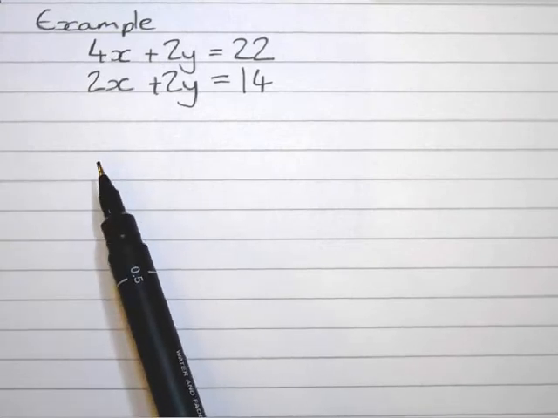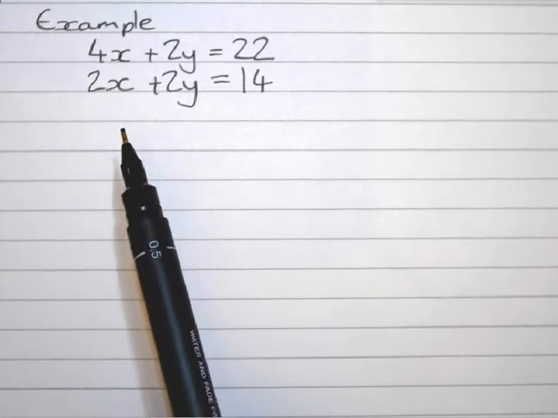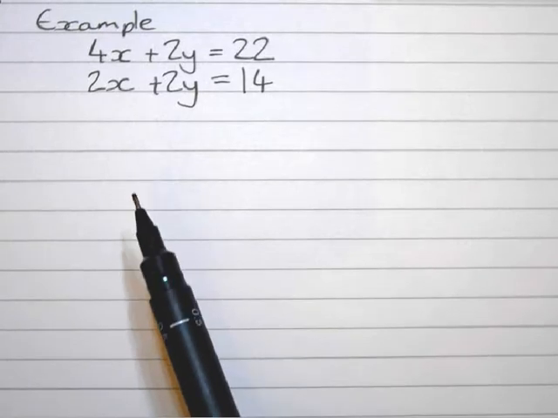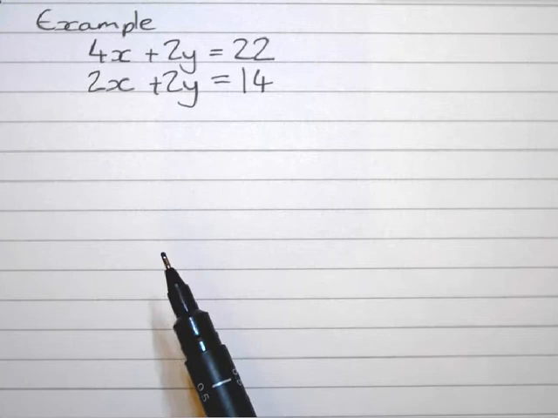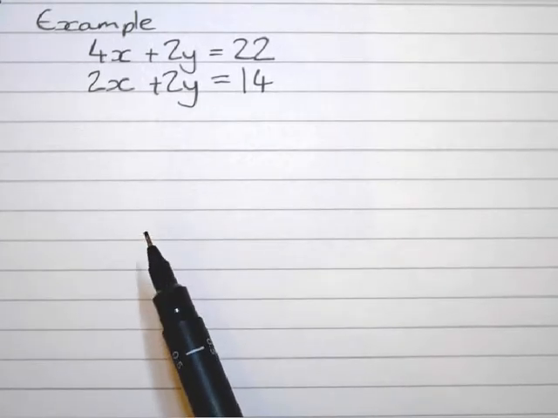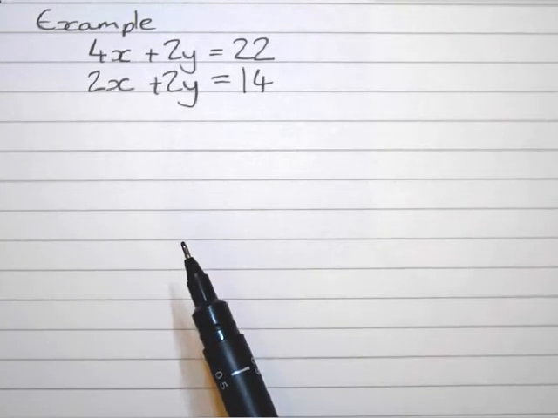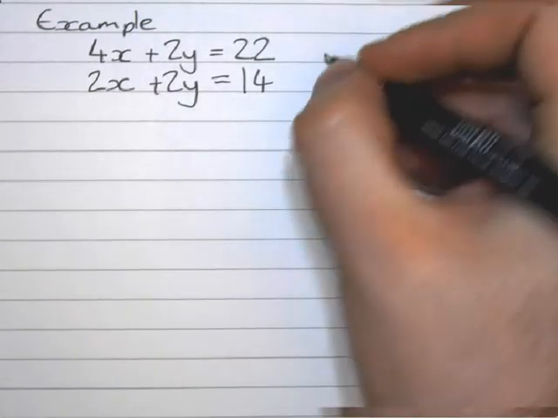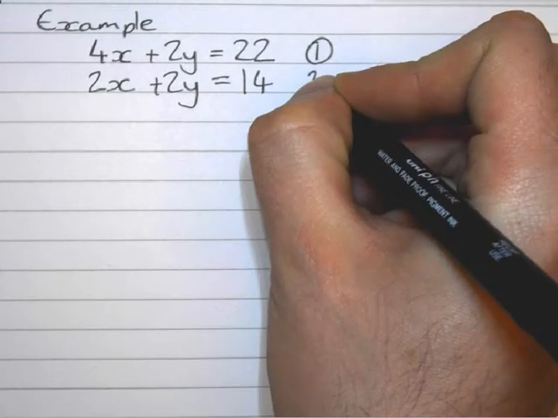Now we're going to look at several different methods of doing this, but we're going to start with one called elimination, and the aim of this is to get rid of one of the letters using the two equations together, so then we can find the value of the first letter and then plug that back in to find the value of the second letter. So take your two equations and number them. So I'm going to call the first one 1 and the second one 2.